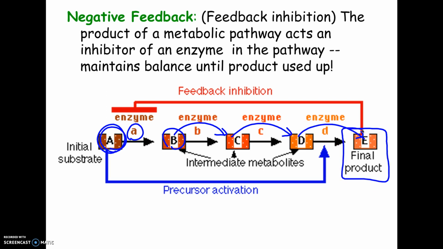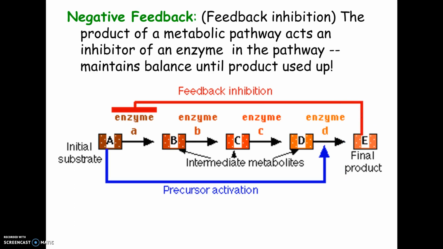This final product, hopefully, your body is using up. But let's just say that you start to make too much. The product itself goes back and stops the first enzyme. It's an inhibitor. And now the whole pathway shuts down. If you now use up the product, that will pull the inhibitors off that first enzyme, and the assembly line turns back on again. So your body is basically regulating itself.